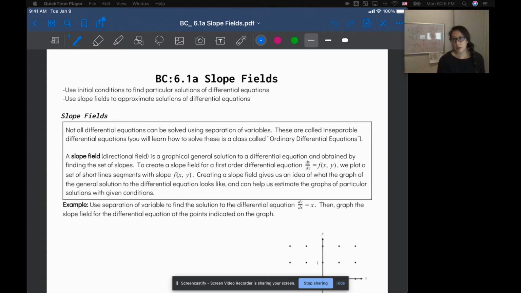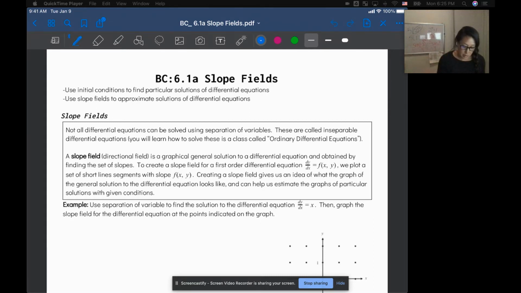So we're gonna look at a couple strategies to estimate the solutions to a differential equation. The first one is to use a slope field. It's kind of how it sounds: we're gonna find a bunch of different slopes and then look at the curve that it creates. We're gonna connect them to make a curve, okay?